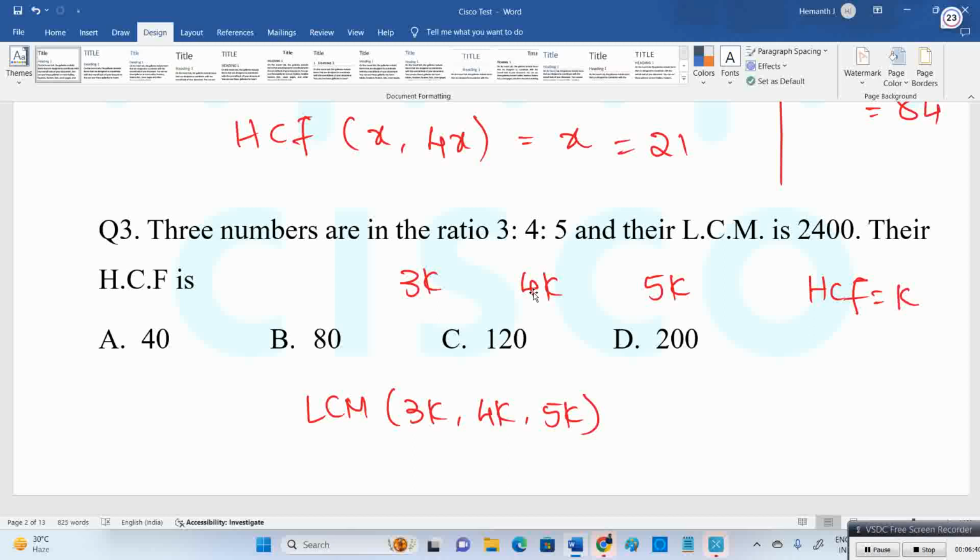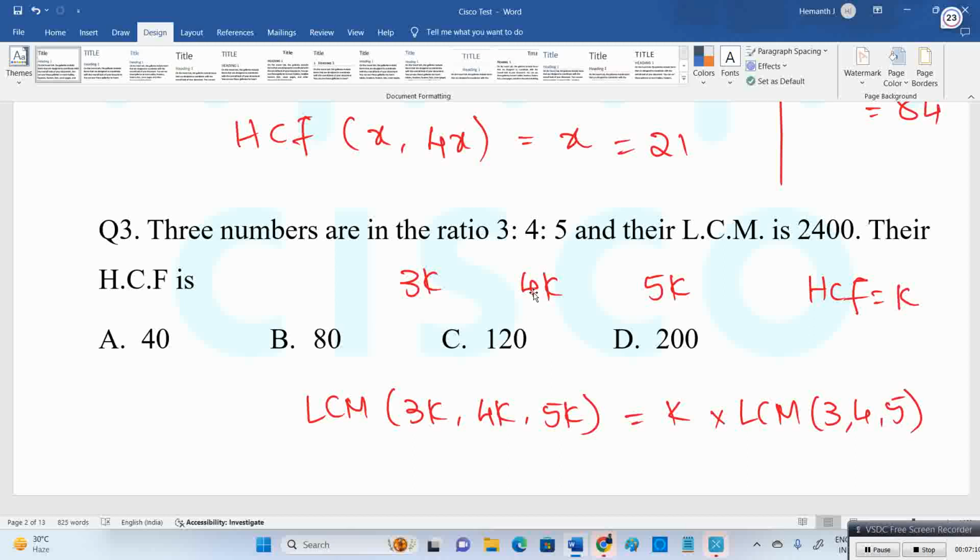Here for 3 and 4 there is nothing common to cancel, and for 4 and 5 also nothing common to cancel. But if it is 3 is to 4 is to 6, for 4 and 6 there is something to cancel, and for 3 and 6 there is something to cancel. So I will suggest how to take the LCM: pull out what is common in all. K into LCM of 3, 4, 5.